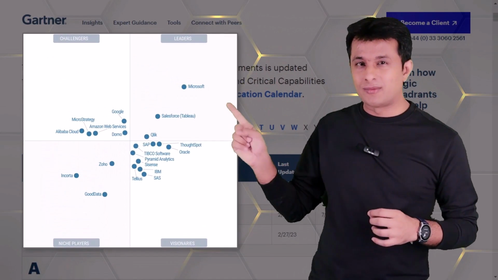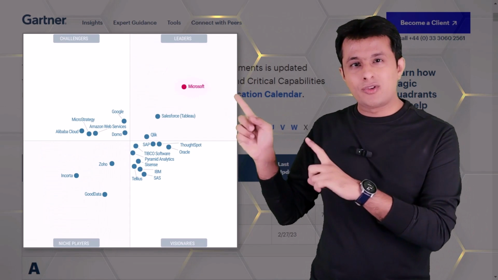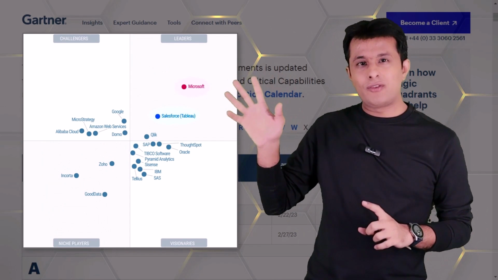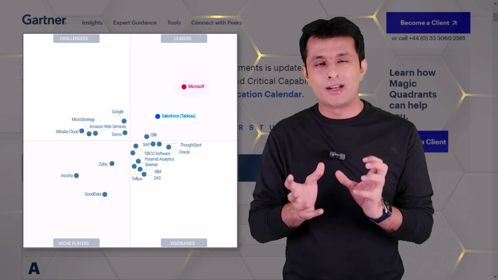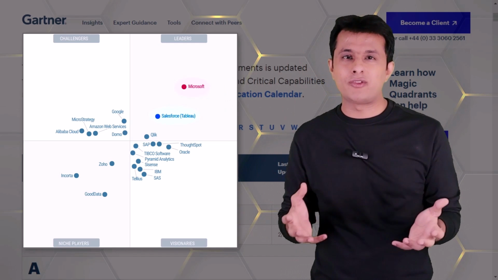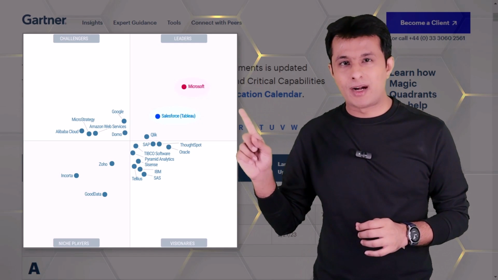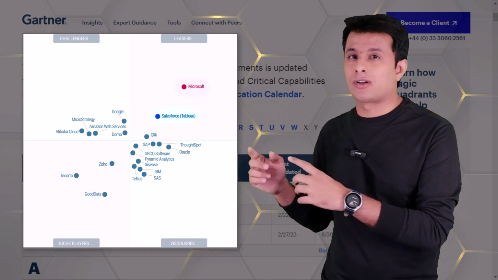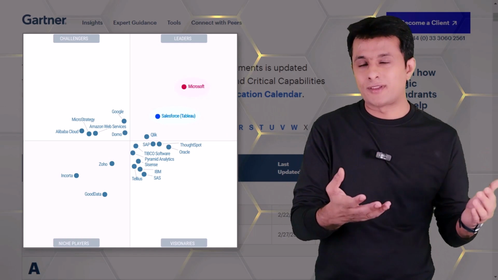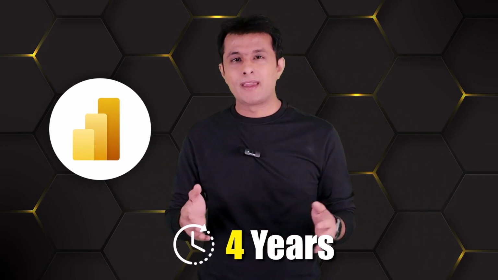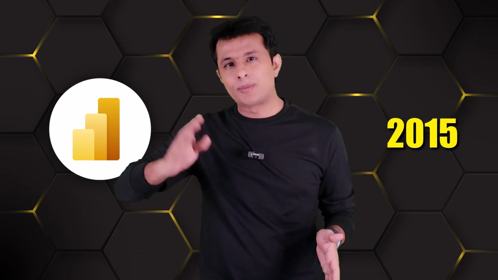So if you see this Gartner Magic Quadrant, it shows Microsoft and Tableau. Microsoft, it's a big ocean, I can say. It's not only Power BI. There are many products of Microsoft. However, if you see, Power BI is trending in the market right now based on the Gartner Magic Quadrant. It's not based on my experience or what I've said. So Power BI has been the leading software for almost 4 years, I can say. It came in 2015 and it shot up like anything.